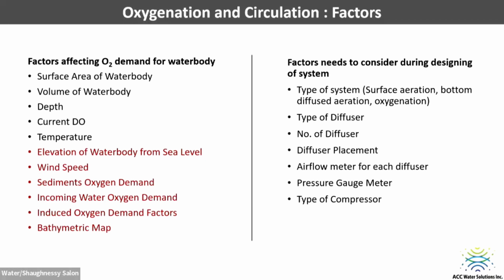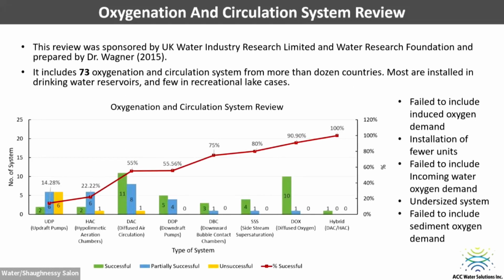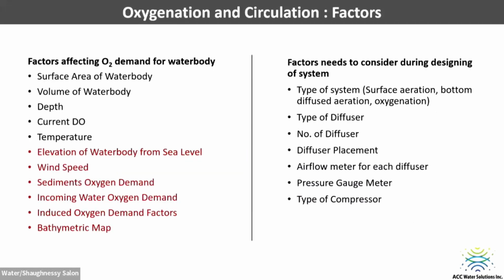So now, what are the factors affecting the oxygen demand of a water body during the design of a system? I missed including this one. When Dr. Wagner did this study, they realized that these are the five main reasons behind the failure of systems all around the world. It doesn't matter where you are: failed to include oxygen demand, installation of fewer units, undersized system, failed to include incoming water oxygen demand, undersized, and failed to include sediment oxygen demand. So when we are putting numbers like, okay, this is your water body, what are the factors that affect it?